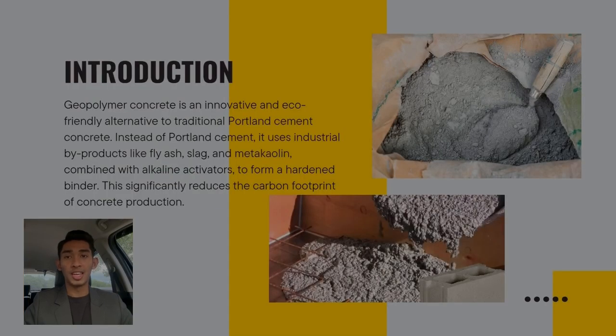Geopolymer concrete is an innovative and eco-friendly alternative to traditional Portland cement concrete. Instead of Portland cement, it uses industrial byproducts like fly ash, slag, and metakaolin combined with an alkaline activator to form the hardened binder. They significantly reduce the carbon footprint in concrete production.